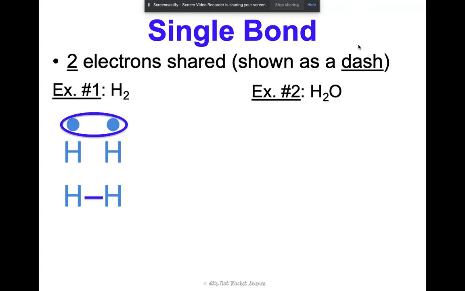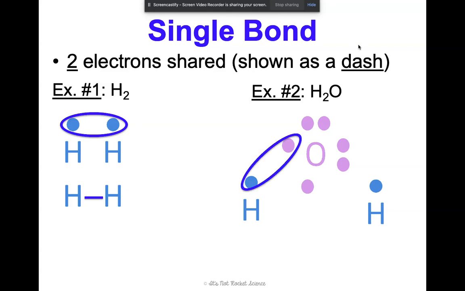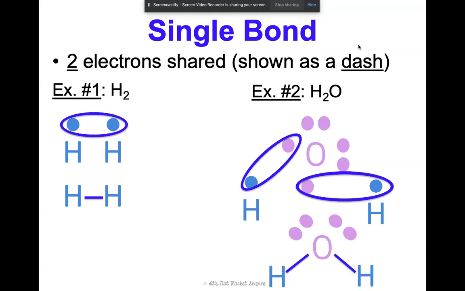Another example would be H2O, which is water. So you have oxygen that looks like this. You have hydrogen that looks like this. Hydrogen and oxygen, and another hydrogen, obviously, we can share electrons. So there's our first pair of shared electrons, and this is our second pair. So this is what it'll end up looking like.